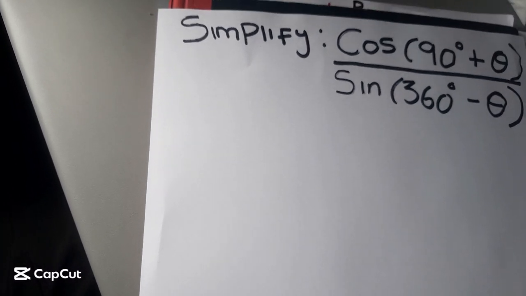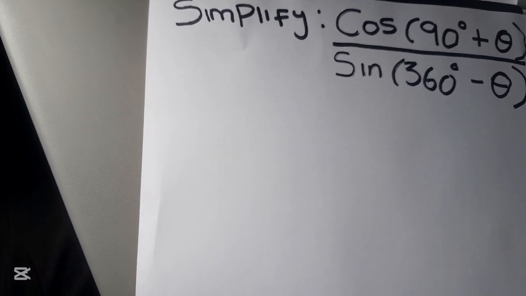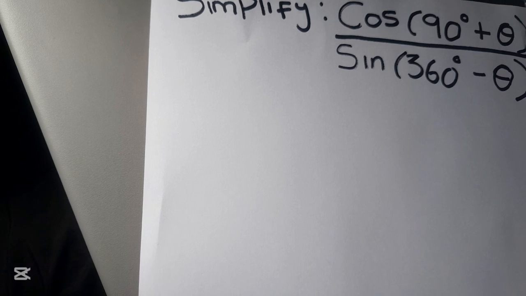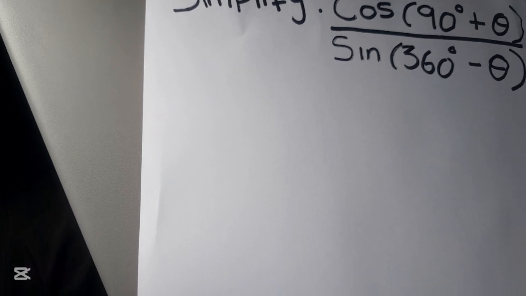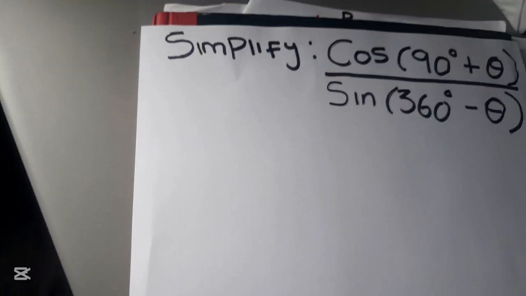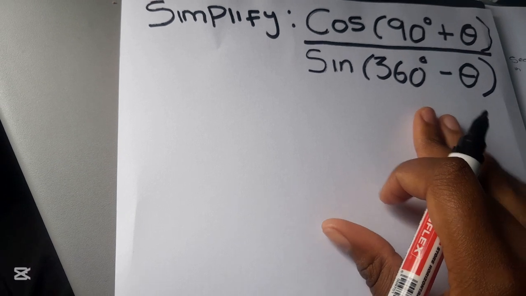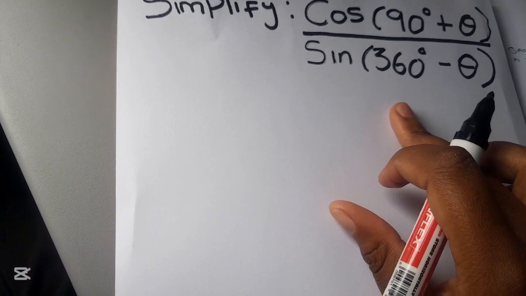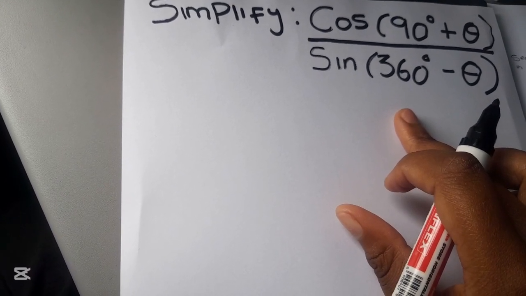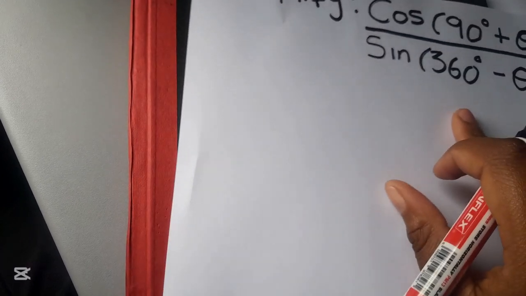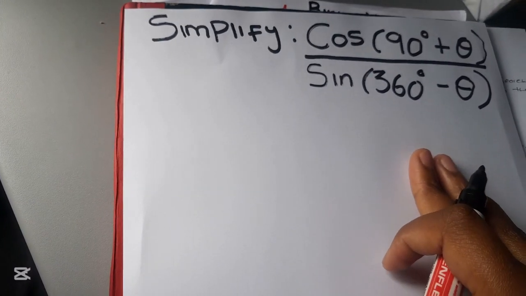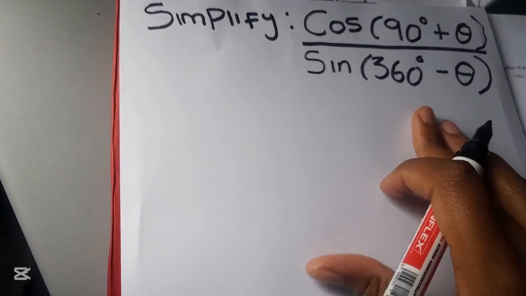Hello and welcome to another lesson of linear mathematics. In this one, we're going to simplify the trig functions using the reduction formula. As we can see here, we're given cos(90 degrees plus theta) over sine(360 degrees minus theta), and we are expected to simplify this given expression.